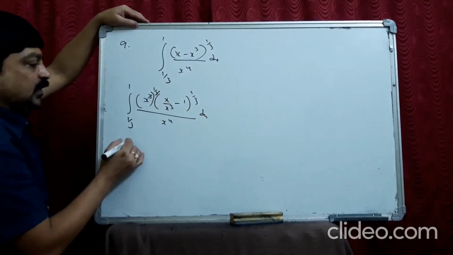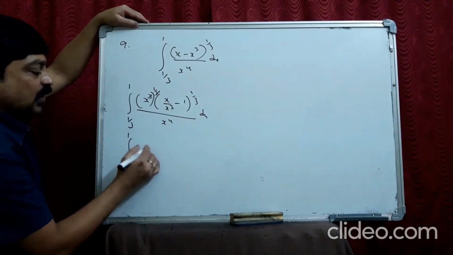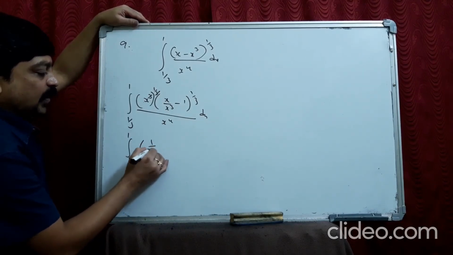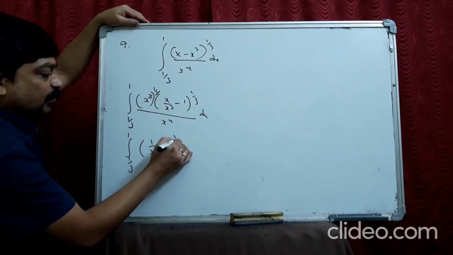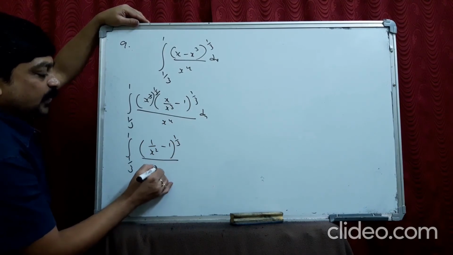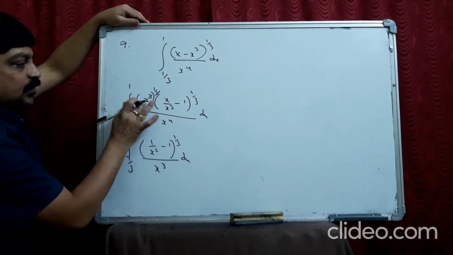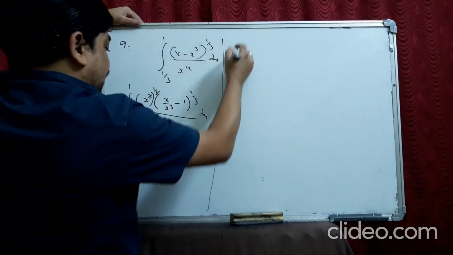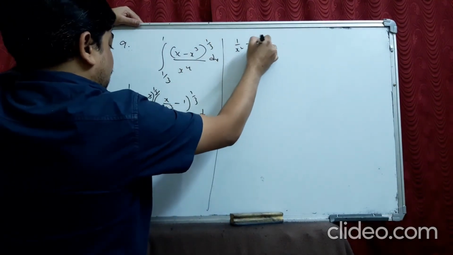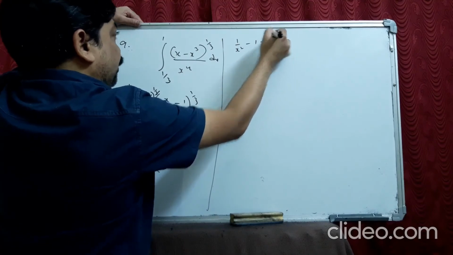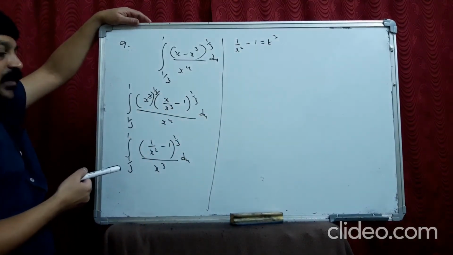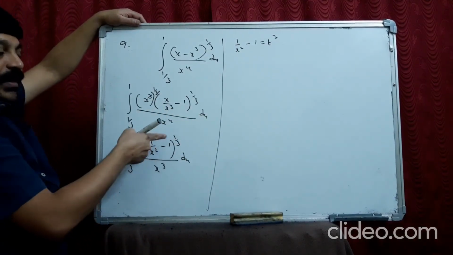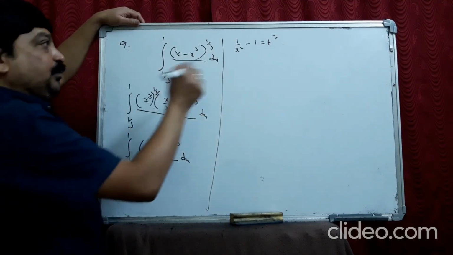Why I did like that? So that it becomes, inside it becomes 1 by x square minus 1 power 1 by 3. The denominator becomes x cube dx, because this x and this get cancelled. Now we take 1 by x square minus 1 is equal to some t cube. Better if you take like that, so that this rational power will get cancelled.